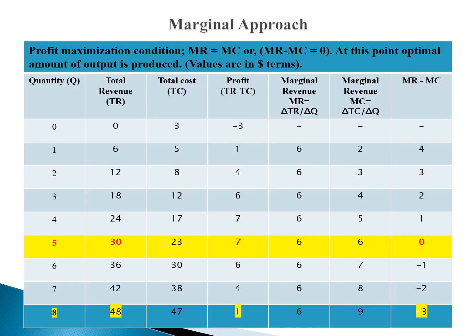However, under the marginal approach, the profit maximizing condition is MR equal to MC, where MR means the marginal revenue and MC means the marginal cost. And this approach says that profit is maximized at the point where the difference between MR and MC is equal to 0, or in other words, they are equal to each other. And this will also determine the profit maximizing level of output.